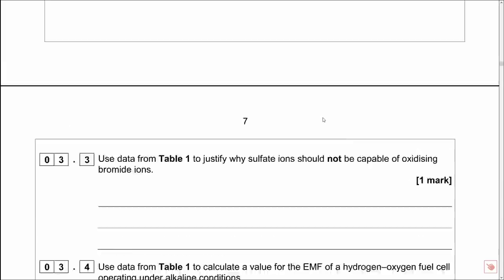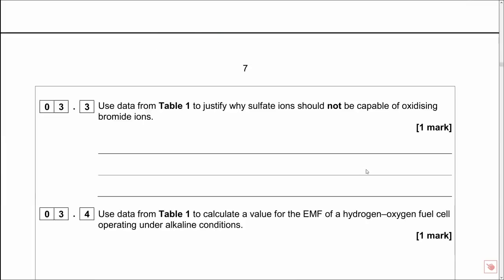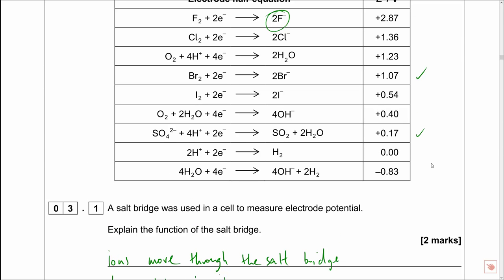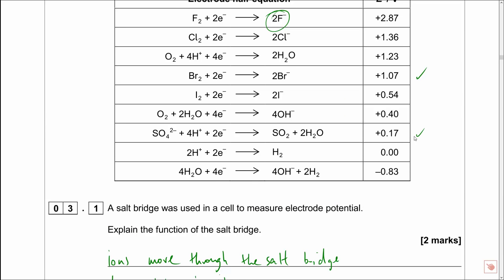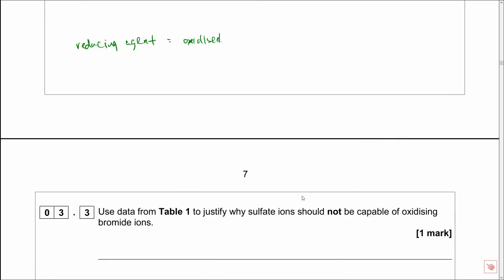Sulfate ions should not be capable of oxidizing bromide ions. So, bromide ions are this one, sulfate ions are this one. Just check again. We would be saying that if the sulfate ions are oxidizing, this would be the most positive. Clearly that isn't true, is it? This is not the most positive, this is the most negative of the two. Therefore this would not happen. We would assume oxidation would occur there, and therefore those would be reduced as opposed to what the question's asking.